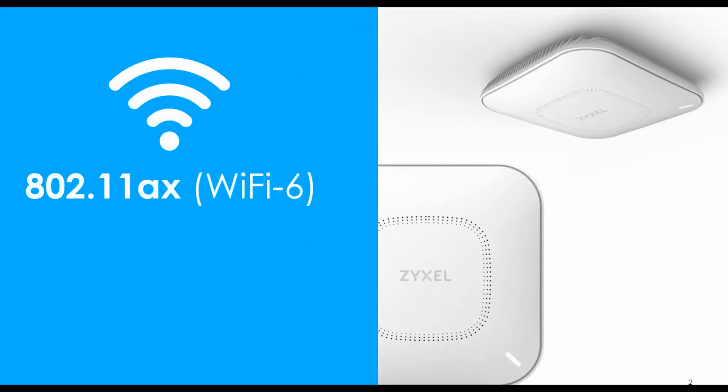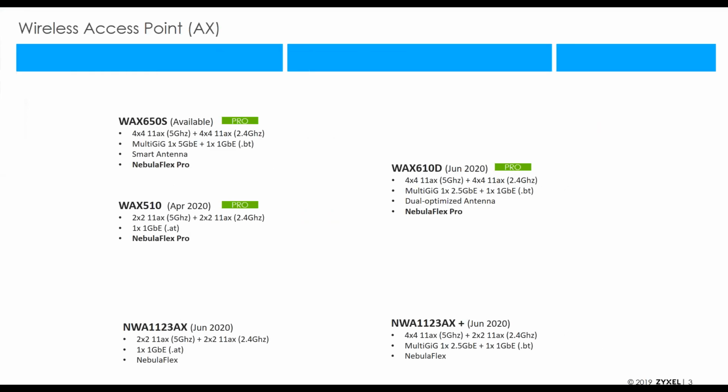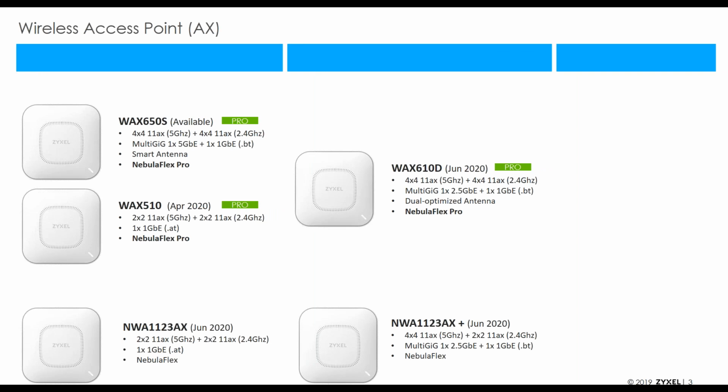So today we're going to be looking into one of the new generation of access points. This is the 802.11 AX standard, which is also referred to as Wi-Fi 6. First I'm just going to go through the actual product portfolio as we see it today. We've got one available currently into the channel, which you can order from distribution. That is the WAX650S.